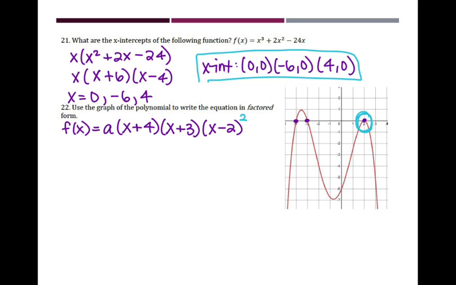So now I need to figure out how I'm going to solve for a. So in order to solve for a, you can pick any point that's on your graph and use that to plug in the values to solve for a. I like to use my y-intercept because it's one of the easiest points to plug in. So I'm going to use the point (0, -6). So my y is -6, and I'm plugging in 0 for my x.